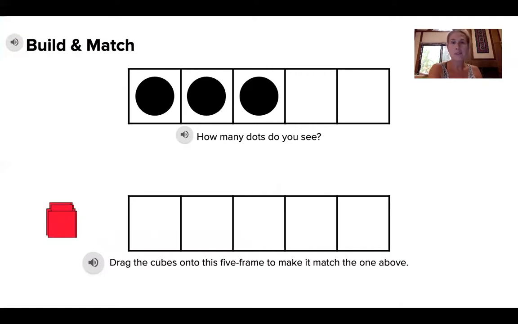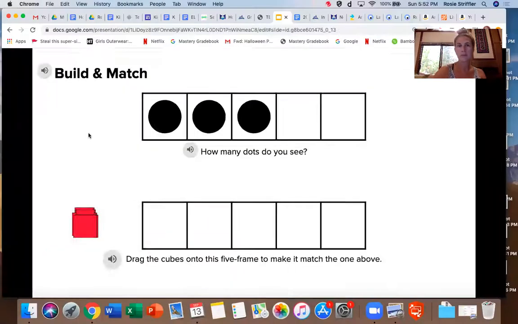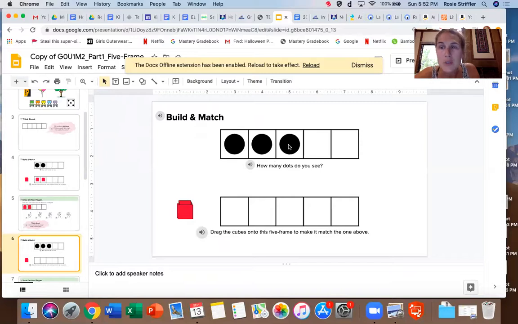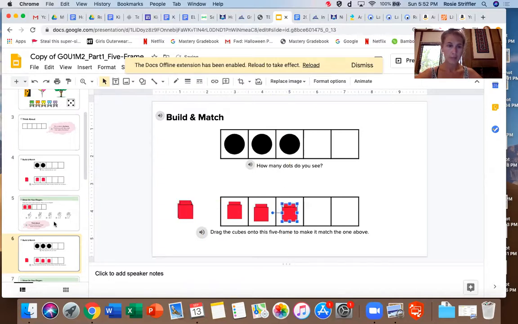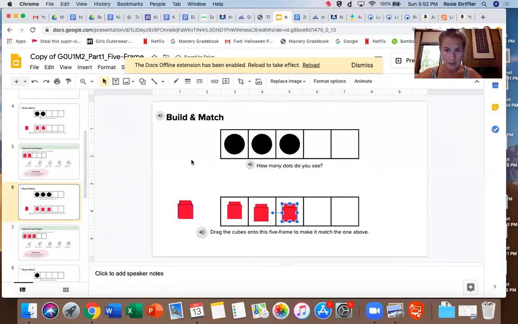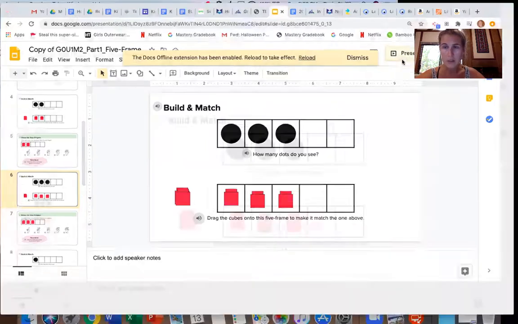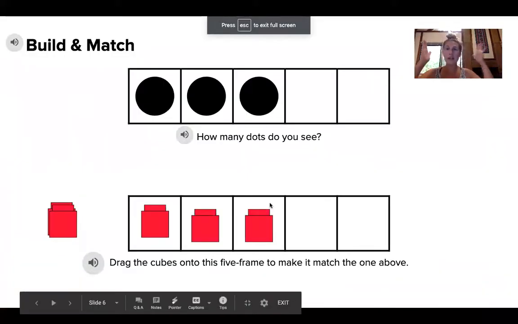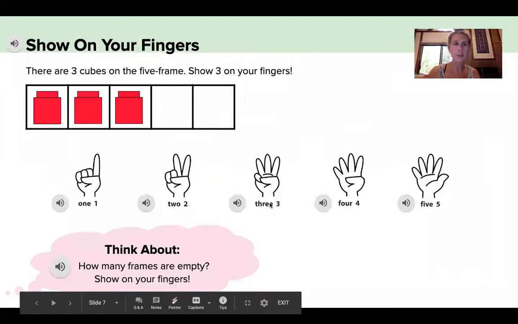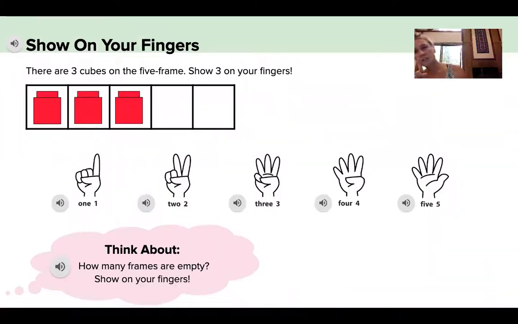Okay, it is the same thing, and I'm going to go to the smaller picture here. So it's how many dots do you see? Can you show me with your fingers? How many dots do you see? That's right, 3. Okay, we're going to drag 3. 1, 2, 3. Is that right? Let's see. Yeah, let's go back to the bigger picture now. And 3 totally matches. All right, there are 3 cubes on the 5 frame.